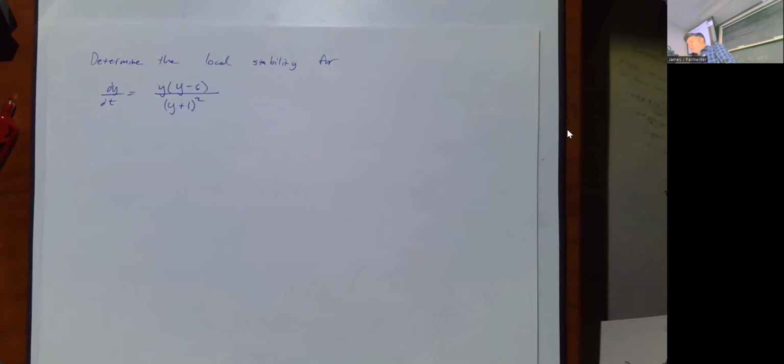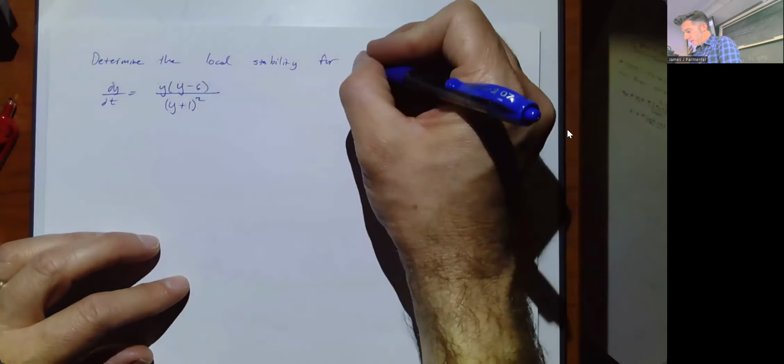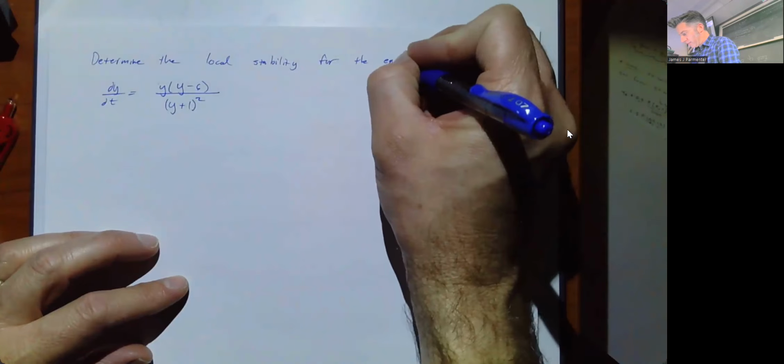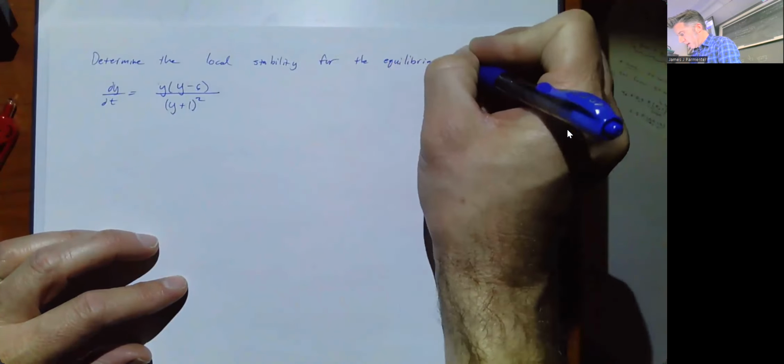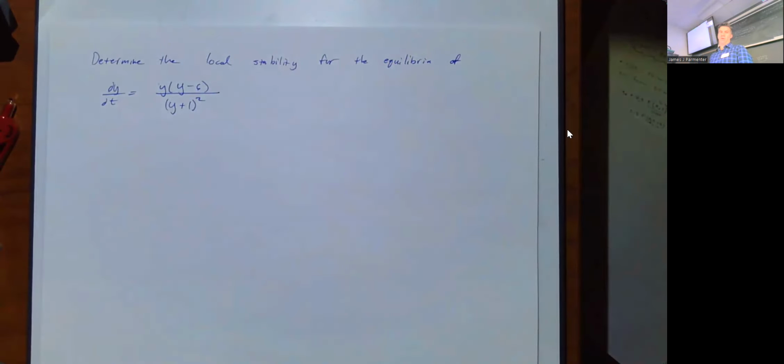I should say determine local stability for the equilibria of this differential equation. The equilibria here should be not too terrible to find. In fact, I want you all to find the 2 equilibria right now. There are exactly 2. There are not 3. There's exactly 2.